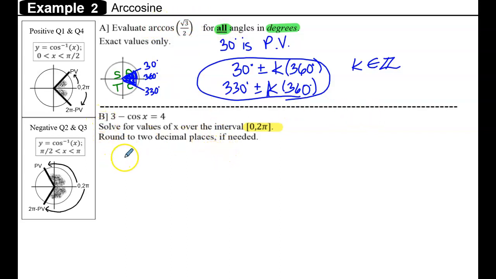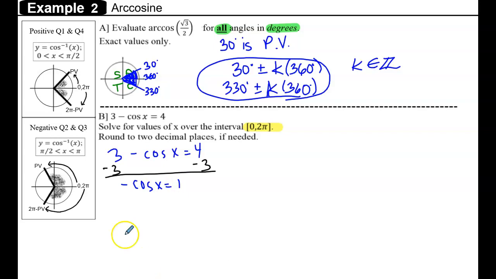Now in 2b, we want to solve the equation 3 minus the cosine of x equals 4. And we're going to start by subtracting that constant to the other side. So now negative cosine of x is equal to 1. Then we'll divide both sides by -1 to isolate that cosine of x. And 1 divided by -1 is -1.